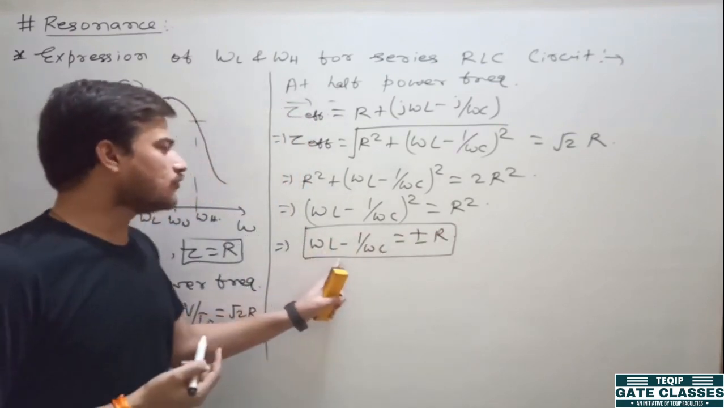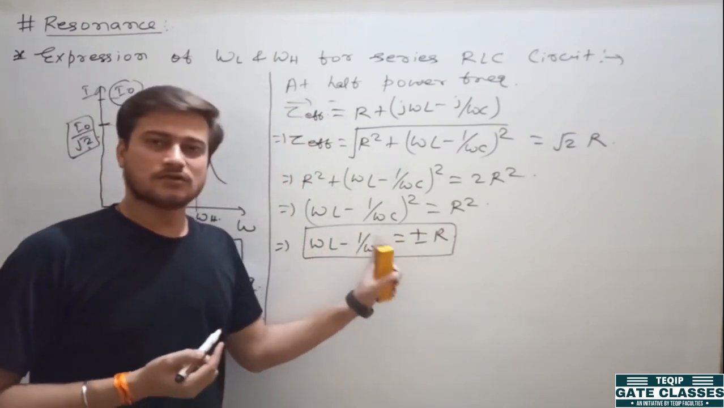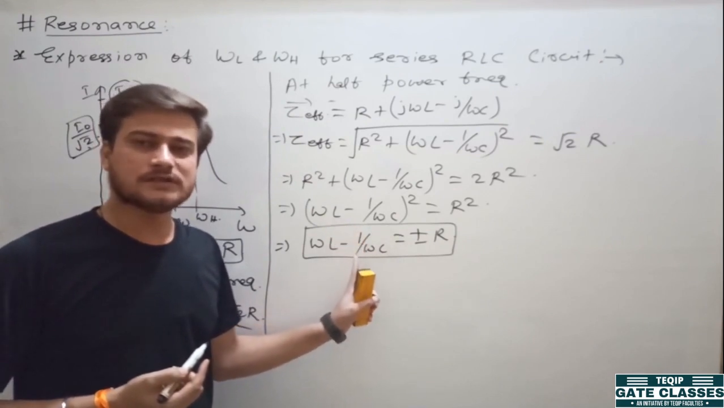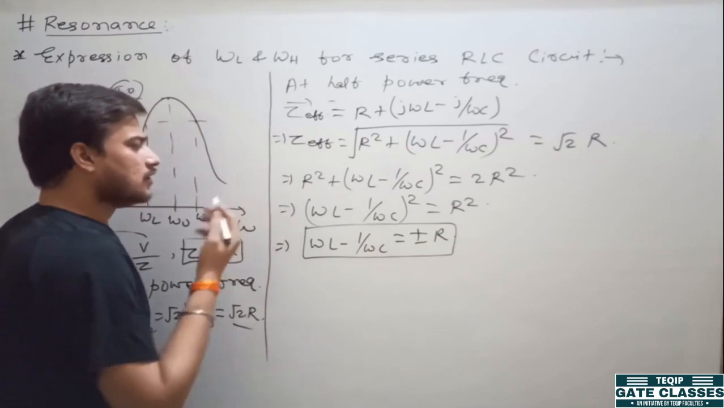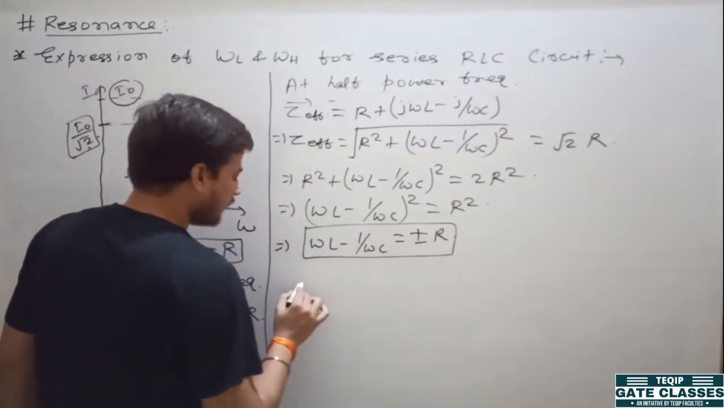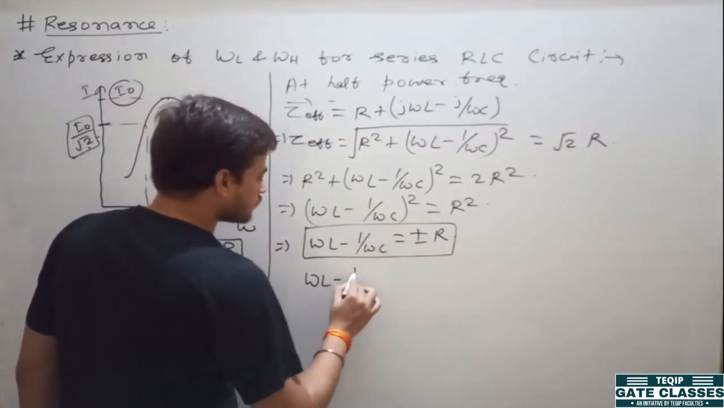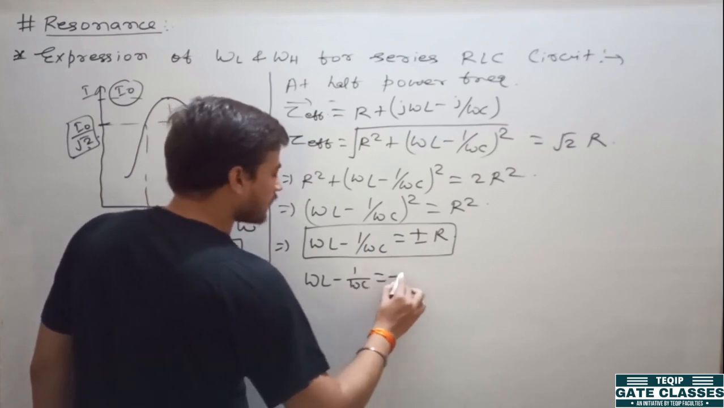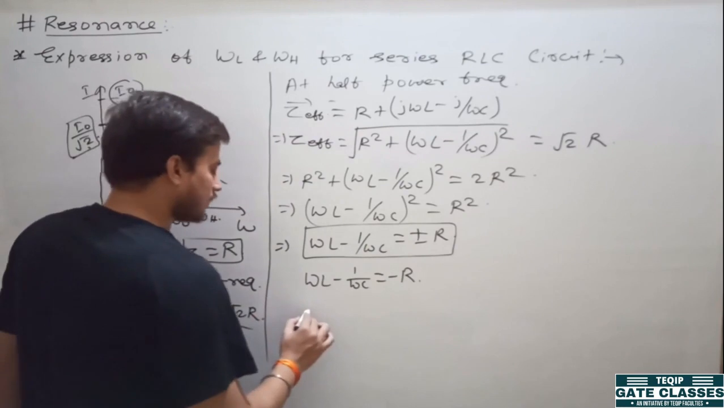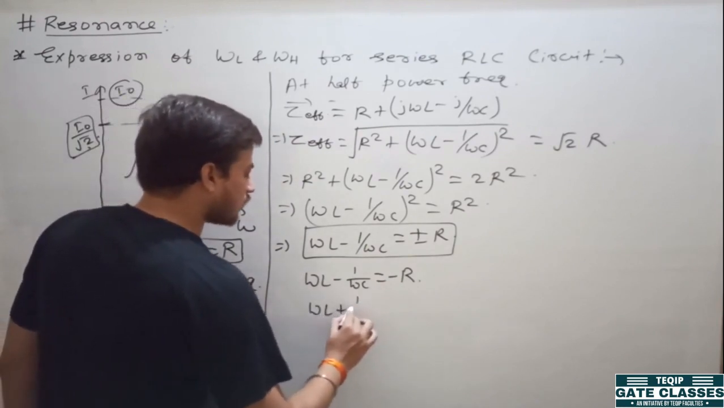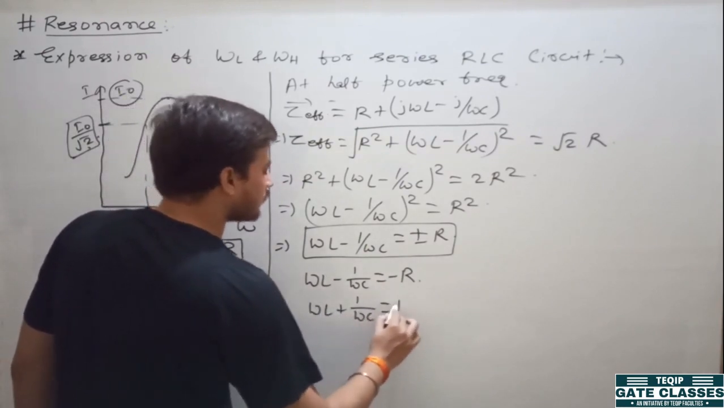Now you are getting two values of omega here. So one value will be lower cutoff frequency, another will be higher cutoff frequency. So which one will be lower cutoff frequency? See, if it is omega L minus 1 upon omega C equal to minus R, another expression will be omega L minus 1 upon omega C equal to plus R.